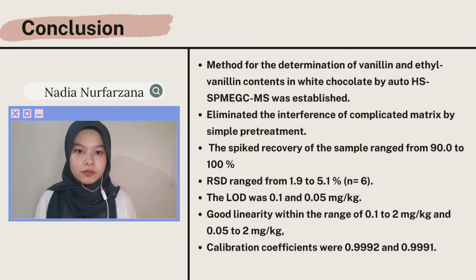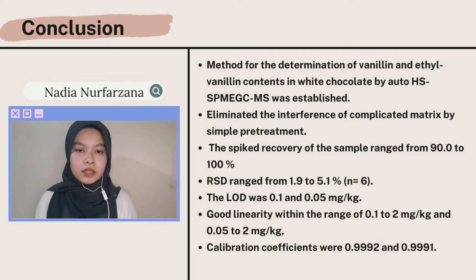Overall, the objective of the experiment was achieved. In this study, a method for determination of vanillin and ethyl vanillin in white chocolate by using auto HS-SPME GC-MS was established. This method eliminated the interference of the complicated matrix in white chocolate by simple pre-treatment. The spike recovery of the sample ranged from 90% to 100%, and the RSD ranged from 1.9 to 5.1%. The LOD was 0.1 and 0.05 mg per kg.